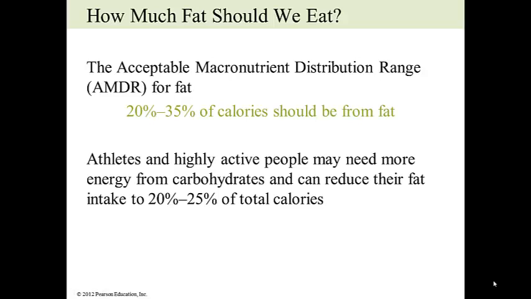Welcome to Chapter 5, Video 4. Here we're going to be discussing dietary fat guidelines. The acceptable macronutrient distribution range for fat should be 20 to 35% of total calories. And this is a nice wide range that allows flexibility when meal planning.